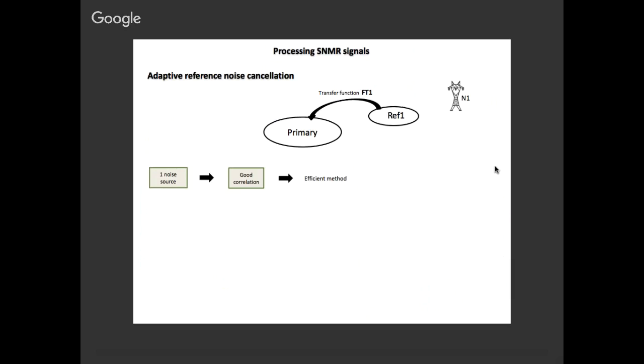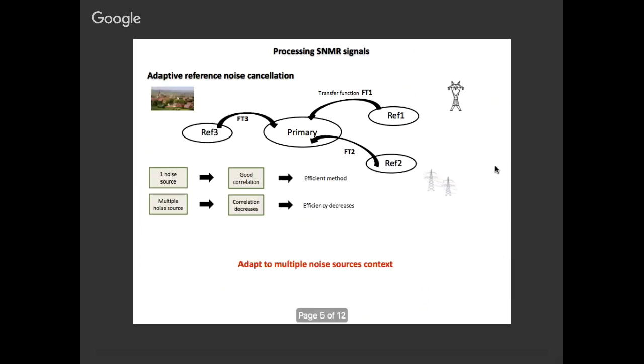And that's where all the difficulties come, in my opinion, with this technique: as soon as you get more noise sources, let's say a village somewhere, a windmill, another power line source, then the efficiency of all the methods that we know of decreases quite quickly. And so the challenge we face working with SNMR methods in areas close to cities or in agro-urban contexts, as I call them, is to adapt to the context where you have multiple sources of noise that you don't necessarily know very well.